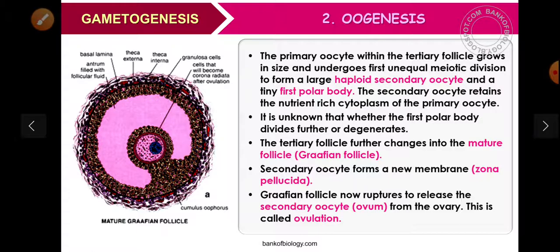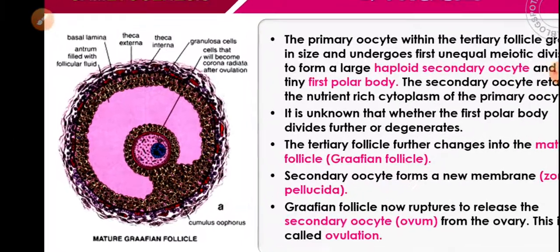The tertiary follicle further changes into a mature follicle. The secondary oocyte forms a new membrane, that is the zona pellucida. Graafian follicles now rupture to release the secondary oocyte, that is the ovum, from the ovary. This is called ovulation.